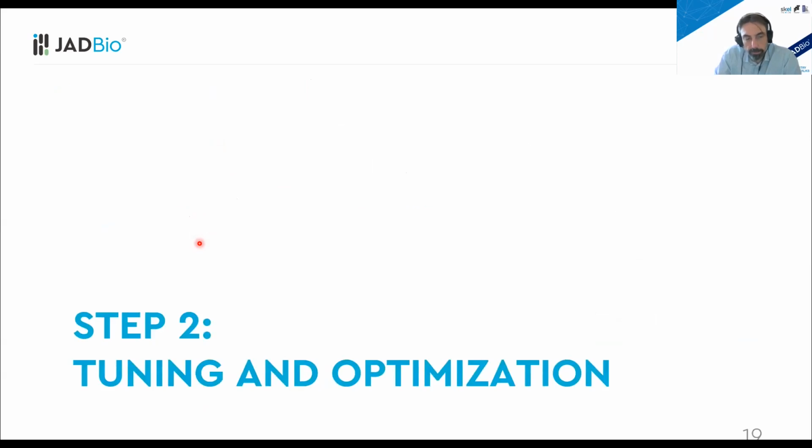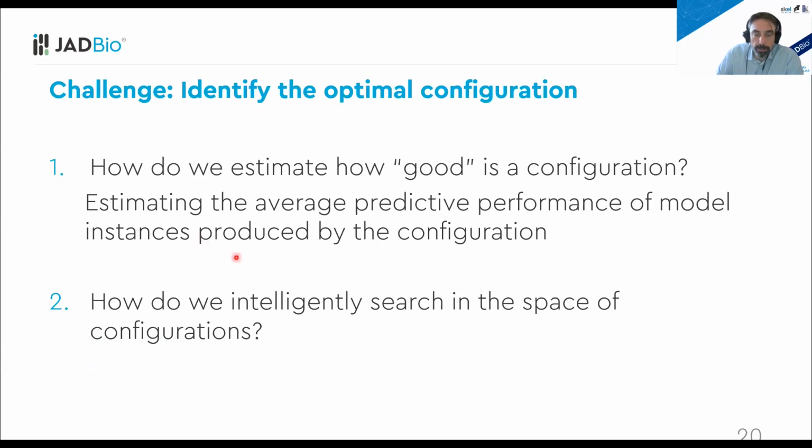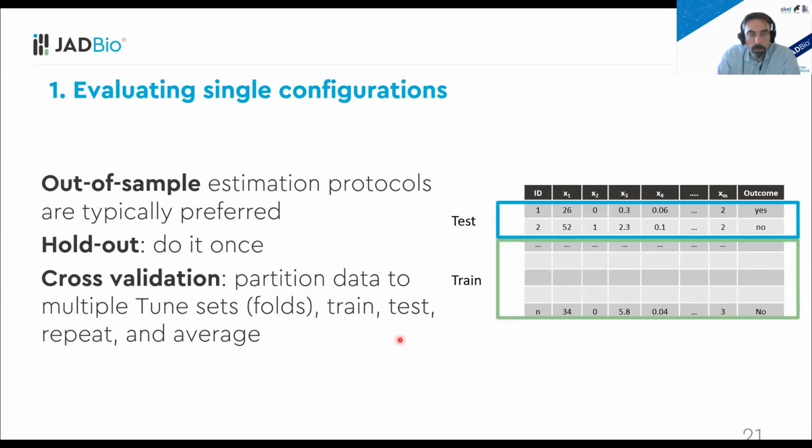Okay, next step in designing the architecture: now we have laid down all our choices. How do we choose among them and optimize? So specifically, how do we estimate how good a configuration is? Meaning, on average, how good are the models it produces. And if we can do that reliably, we can choose with high probability the best configuration for our problem, the best pipeline. And secondly, how do we intelligently search in the space of all these configurations. So let's see how we can evaluate a single configuration.